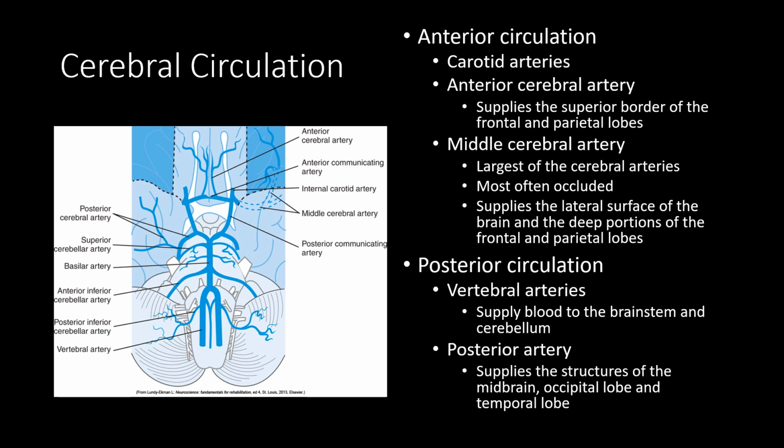Cerebral circulation becomes really important when we start looking at patients following a CVA, because if you know what artery was involved, you're going to know what areas of the brain are involved, and therefore you're going to know what kind of deficits they're likely to present with. So our anterior circulation is originally supplied by the carotid arteries. We have an anterior cerebral artery and a middle cerebral artery that branch off from that.